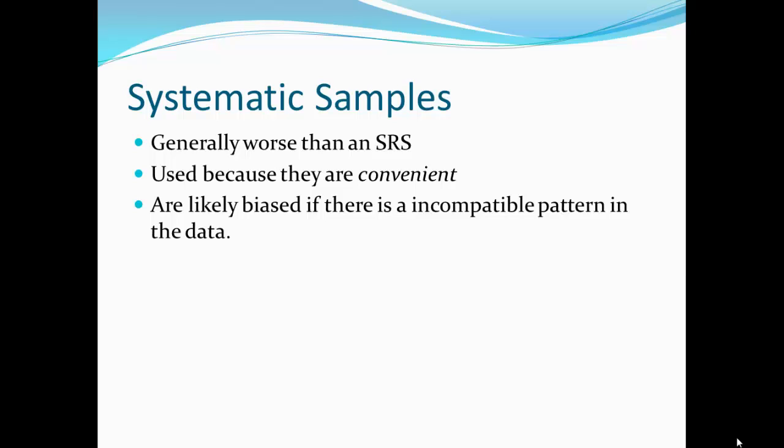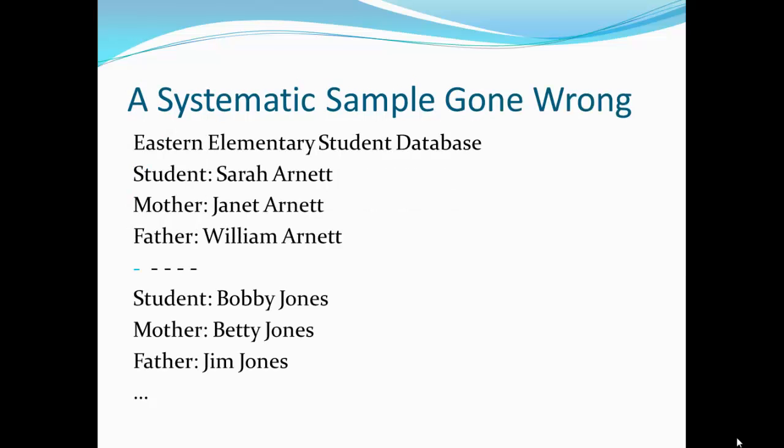Generally, statisticians say that this technique is worse, and sometimes a lot worse, than a simple random sample. These methods are used, however, because they are convenient, and also, we could add, because they're very easy to understand, and someone who has little knowledge of statistics may not think of another option. These kinds of samples are likely to be biased, however, if there is a pattern in the data that's incompatible with our selection technique. Let's take an example here.